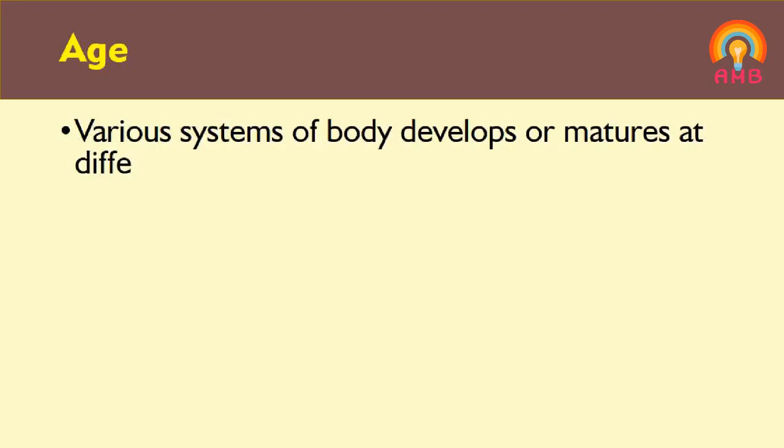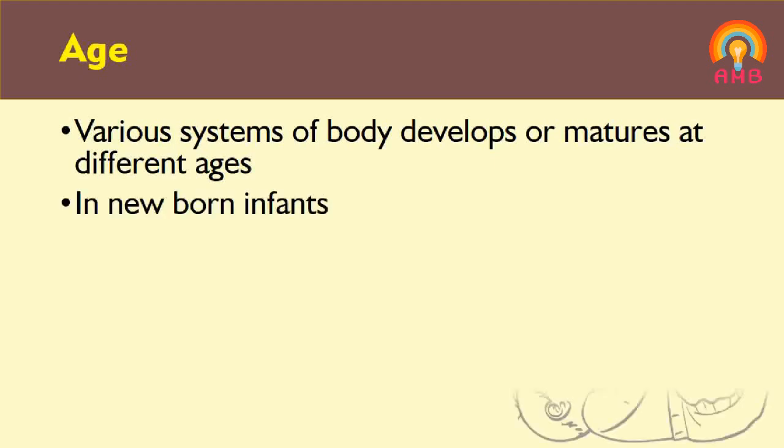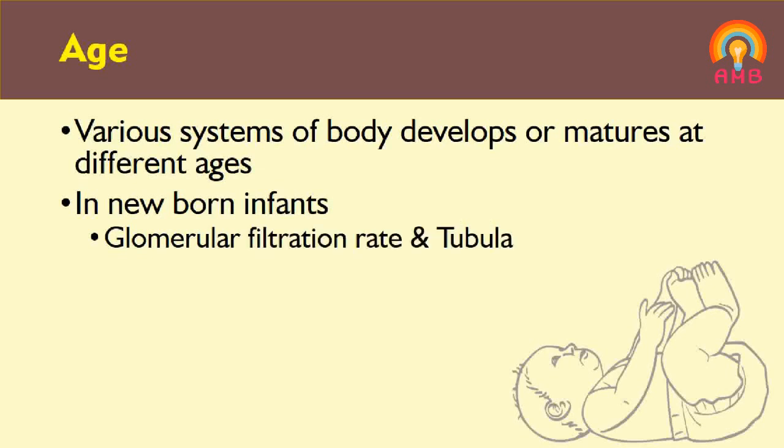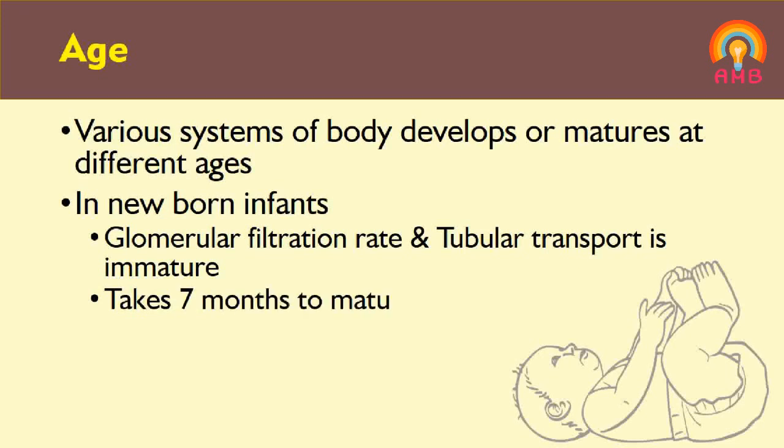It is an important factor as various systems of the body develop or mature at different ages. All the systems or organs of our body are not fully developed or matured at birth. It takes some time to develop some systems. In newborn infants, glomerular filtration rate and the tubular transport mechanism in the kidney are immature. They are not matured yet. It takes about 7 months to mature.